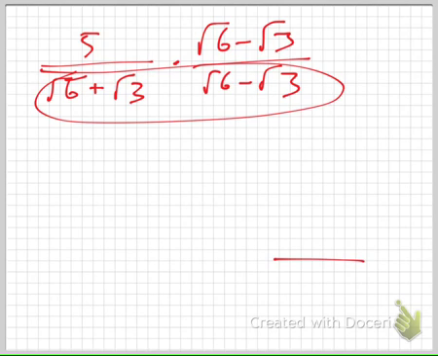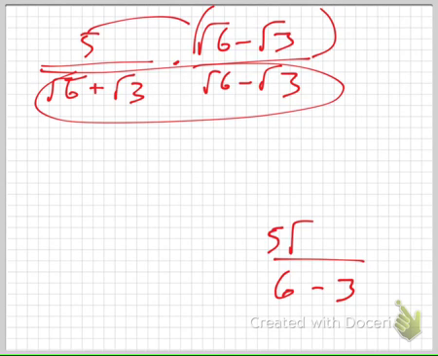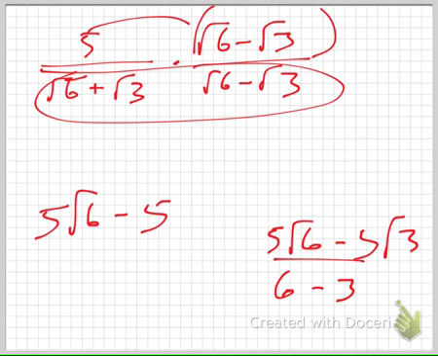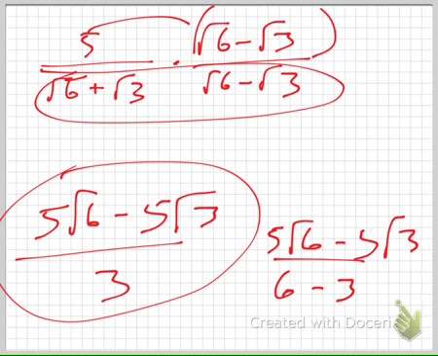What is the square root of 6 times the square root of 6? 6. What's the minus? What's the square root of 3 times the square root of 3? 3. Over, rainbow, rainbow, 5 times the square root of 6 minus 5 times the square root of 3. So it's 5 times the square root of 6 minus 5 times the square root of 3 over 3. Make sense? Just because things are a little different, the rules don't change. Right?